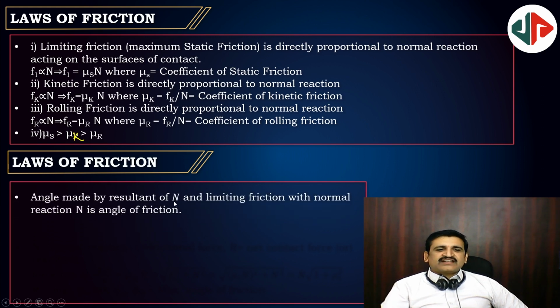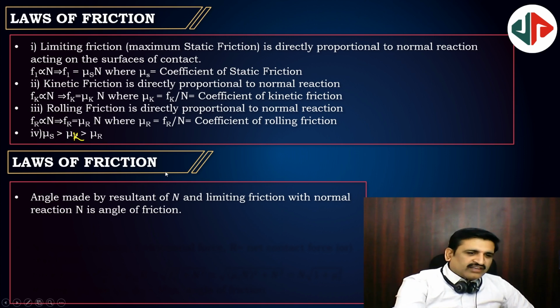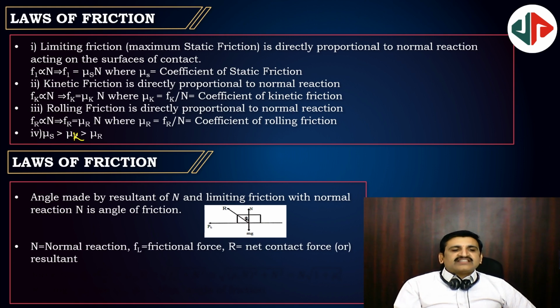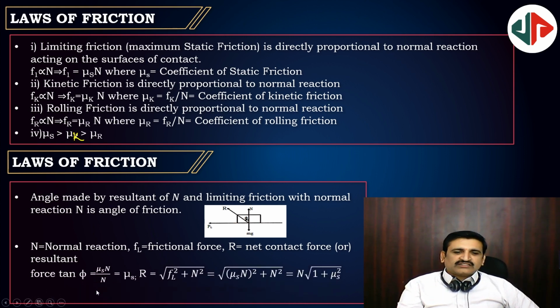The angle made by the resultant of N and limiting friction with the normal reaction N is the angle of friction. Here is the picture, so phi is the angle of friction. How will you get phi? The resultant of normal and friction makes angle phi with the normal. So tan phi is equal to mu automatically. Tan phi is equal to mu.